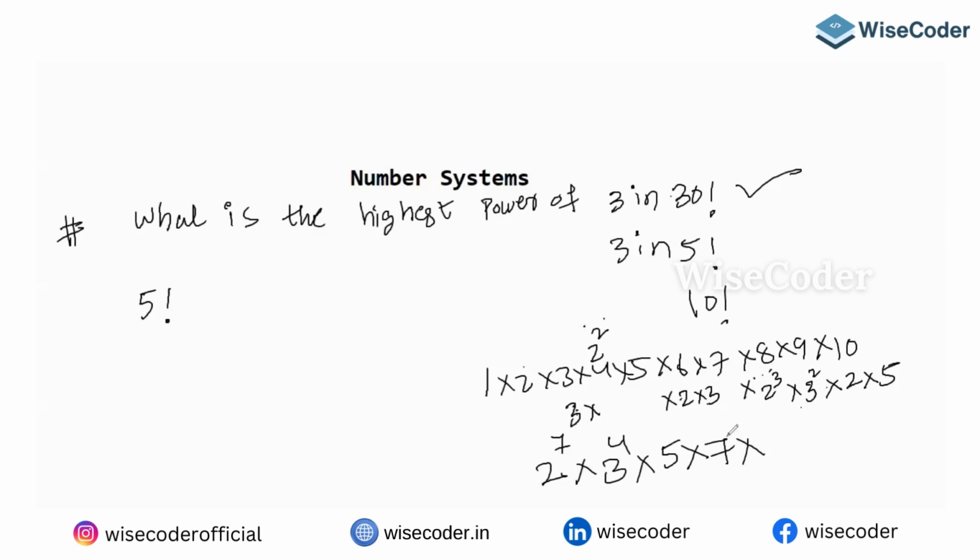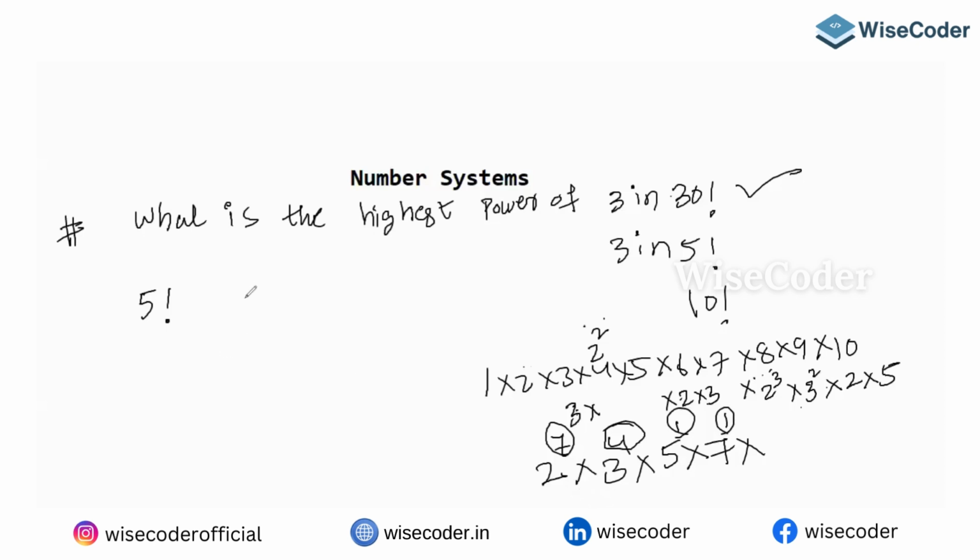So if you multiply these numbers, it will give 10 factorial. Now tell me, what is the highest power of 3? 4. What is the highest power of 2? 7. What is the highest power of 5? 1. What is the highest power of 7? 1. But do we have time to write all these numbers in the form of prime numbers? No, it will take a lot of time.